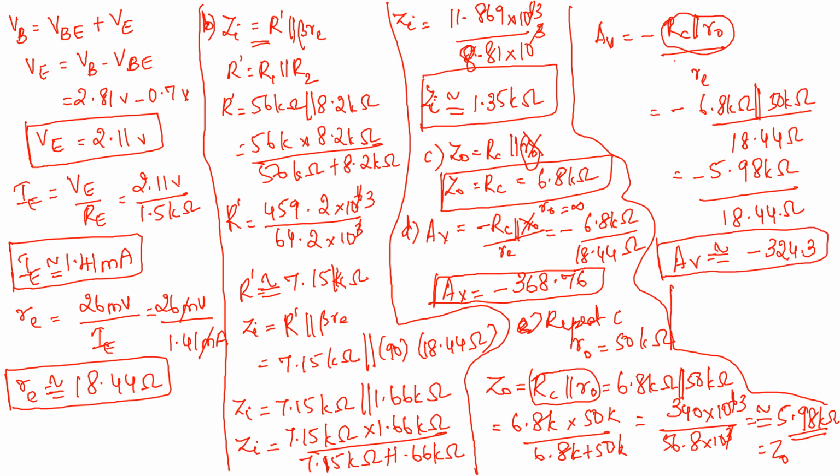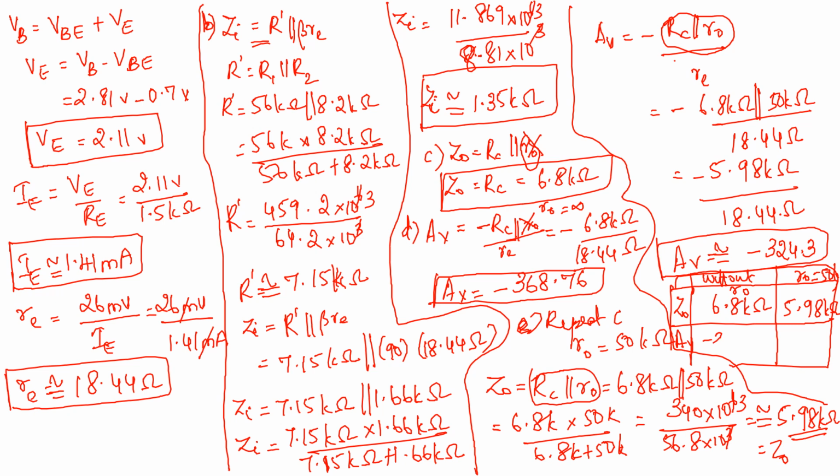So if I make it into a table, say for example your value for Z0 and AV without R0 and including R0 equal to 50 kilo ohm. What will be the value without R0? Z0 will be equal to 6.8 kilo ohm. With R0 the value will be equal to 5.98 kilo ohm. Similarly AV will be equal to minus 368.76 without R0, and with R0 the value will be equal to minus 324.3.